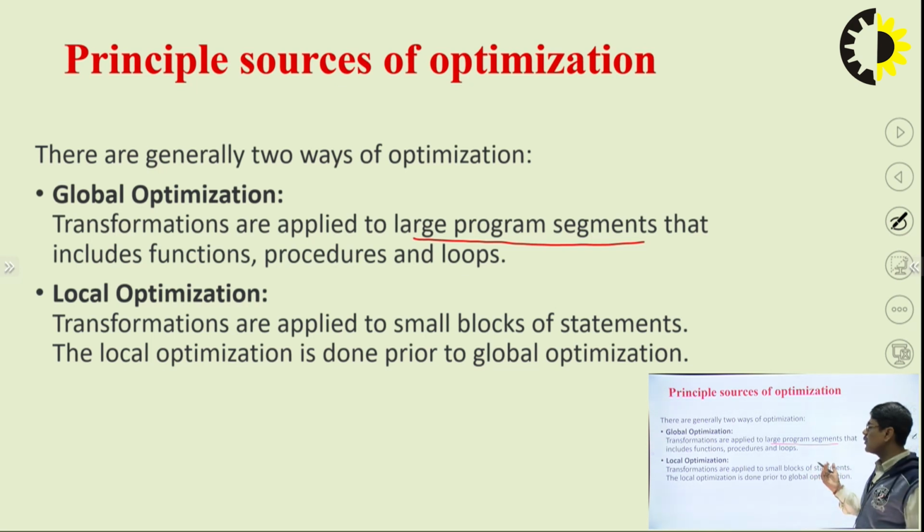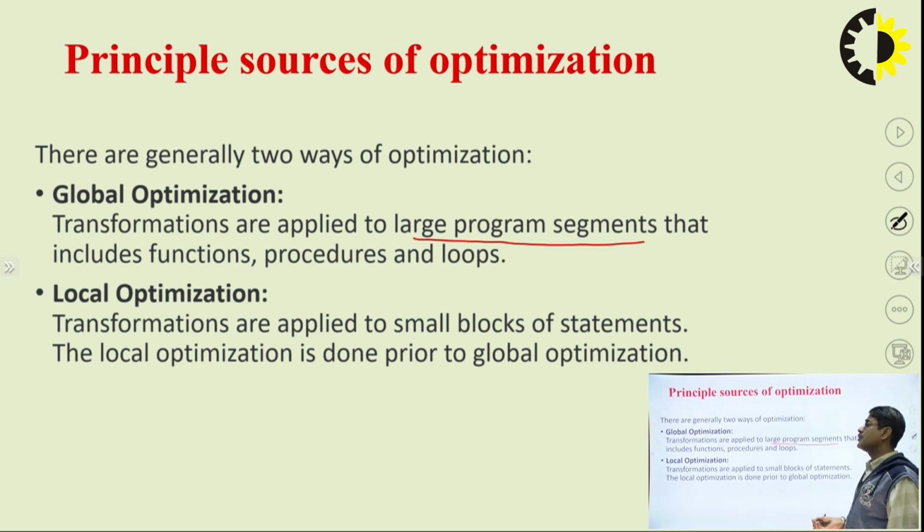So these kinds of larger structures come into the category of global optimization. Local optimization is basically in between. If a loop is there, and you apply optimization to the statements inside the loop, that is called local optimization, because the loop is a local area. For the overall program the loop is a global area, but inside the loop it is a local area. So these are the principal sources: global and local optimizations.